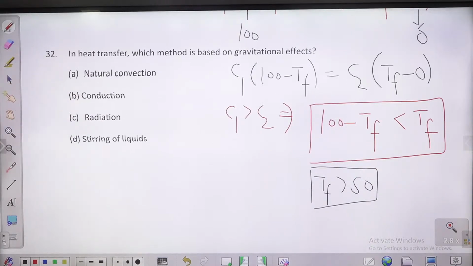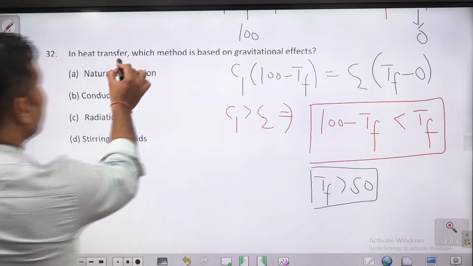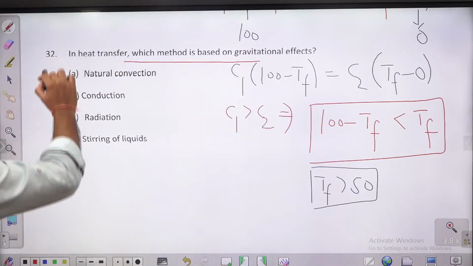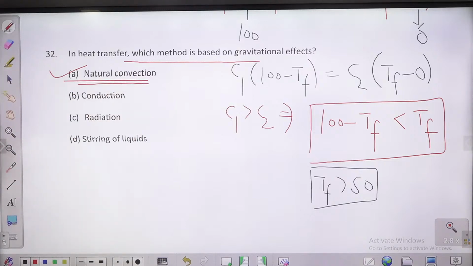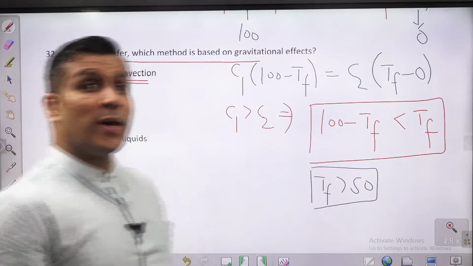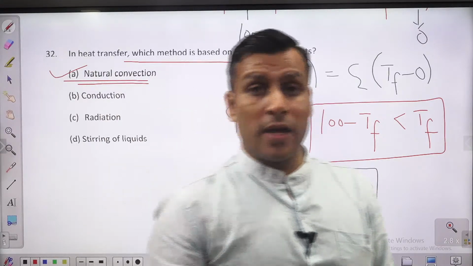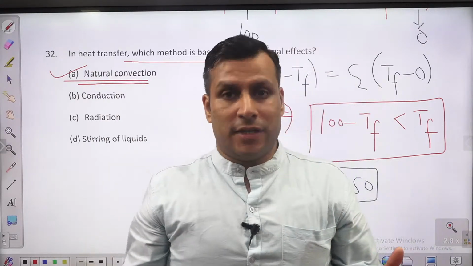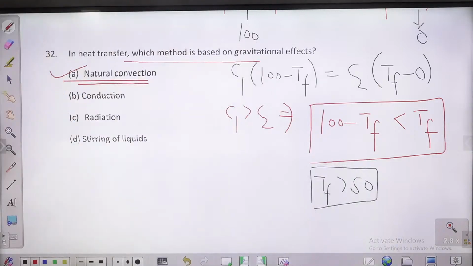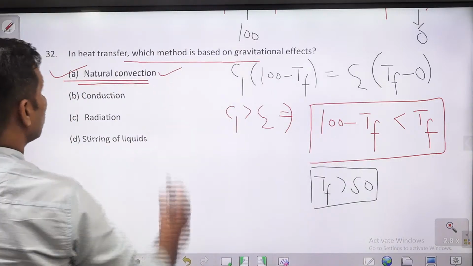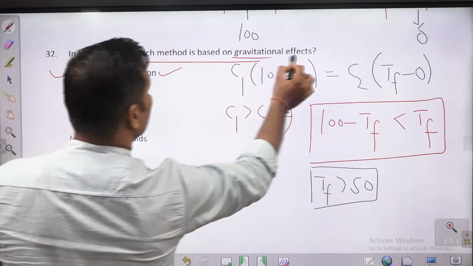In heat transfer, which method is based on the gravitational effect? Which method is based on the gravitational effect? Obviously natural convection. What is natural convection, children? Natural or free convection takes place. This convection takes place by what? The buoyancy effect, due to the density difference. So the right answer for this question is the free or natural convection, because natural convection takes place by the gravitational effect.